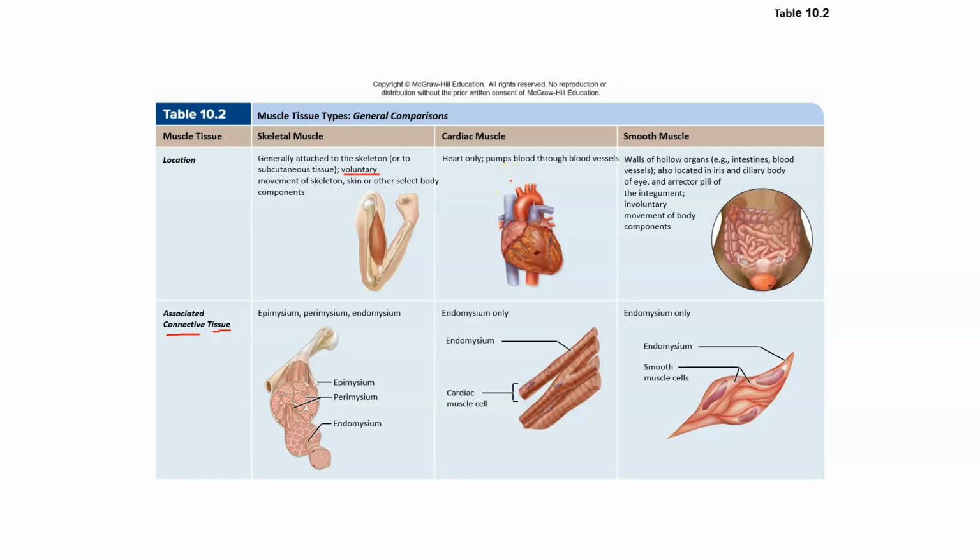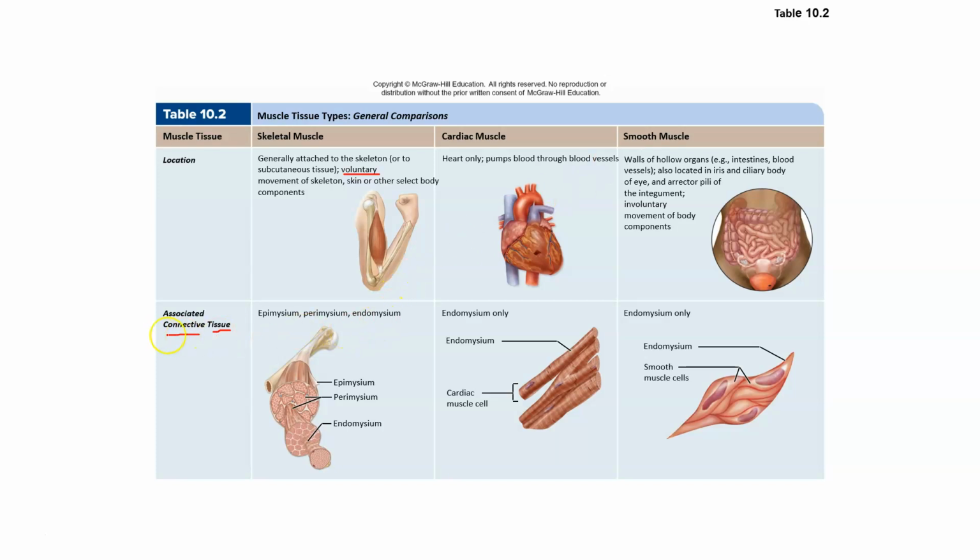Whereas your heart, you don't get to choose whether your heart pumps or doesn't pump. It pumps. And smooth muscle lines the intestinal walls and is attached to the muscles of your skin that make the erector pili muscle that makes your hair follicles stand up, and is involved in movements of the iris and the ciliary body inside your eye. So all of these are involuntary. You don't get to choose. They happen. So that's a big difference. Voluntary, skeletal; involuntary, cardiac; involuntary, smooth muscle.